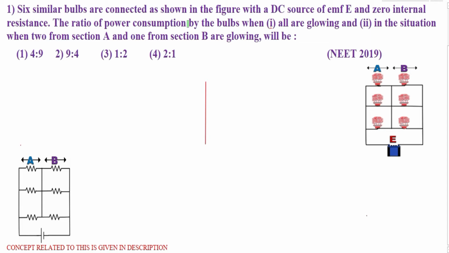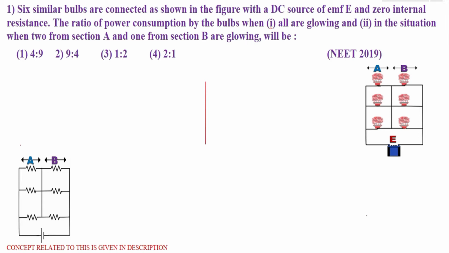Now let us go to our first question. What is our first question? 6 similar bulbs are connected as shown in the figure with a DC source of EMF E and 0 internal resistance. The ratio of power consumed by the bulbs when all are glowing, that is the first case. The second case is the situation when 2 from section A and 1 from section B are glowing.